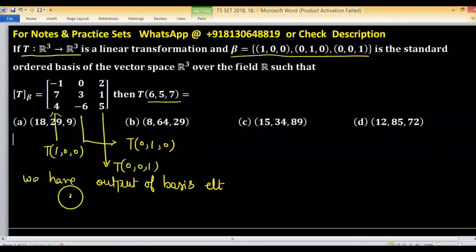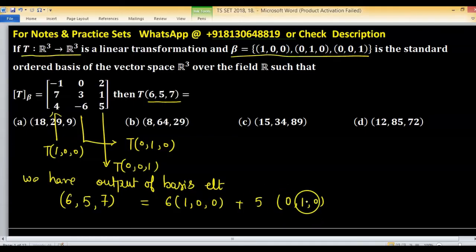So what does it mean? 6 5 7, we have to find the image of this. Write this element as a linear combination of basis elements: 6 times 1 0 0 plus 5 times 0 1 0 and 7 times 0 0 1. Because we need the image of this one, we apply T. Because T is a linear transformation, it distributes, as you know.